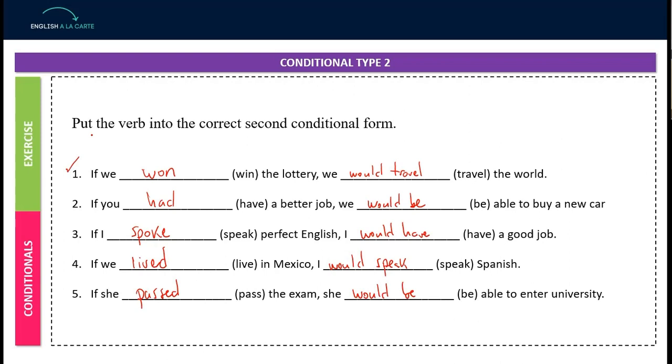So in number one, it's just imagination. It's difficult to win the lottery. Number two, you don't have a good job. Number three, you don't speak English perfectly. Number four, you don't live in Mexico.